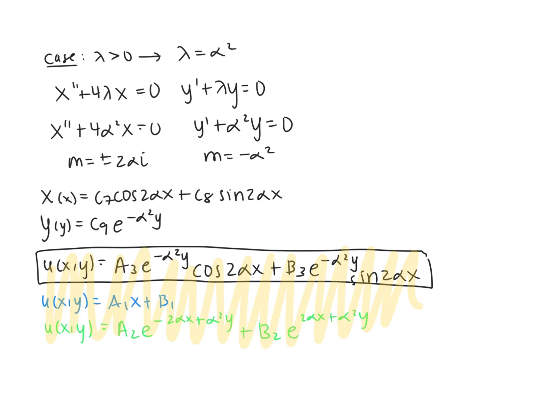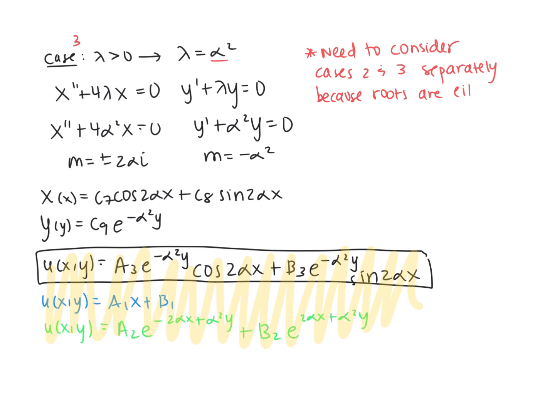So a few things for us to write down. If you noticed with case 3, we used alpha squared. With case 2, we used negative alpha squared. So some of us might be asking, why did we have to do those separately? So a quick note is that we needed to consider cases 2 and 3 separately because the roots could have been real or imaginary. And so our solution looks different depending on if the roots are real or imaginary.